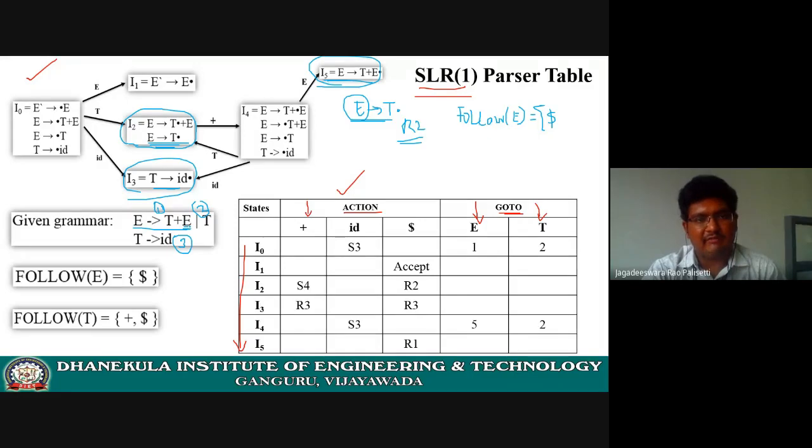Here, after capital E, nothing is following. At that time, what you have to do is, the follow of capital E depends upon the LHS. The LHS itself is capital E. So the follow of capital E is only dollar. So this particular R2 needs to be written at the row of I2 and the column of dollar. Only here we have to write it. No need to write it at the plus column, no need to write it here. Only here. That is the difference between SLR and LR(0).